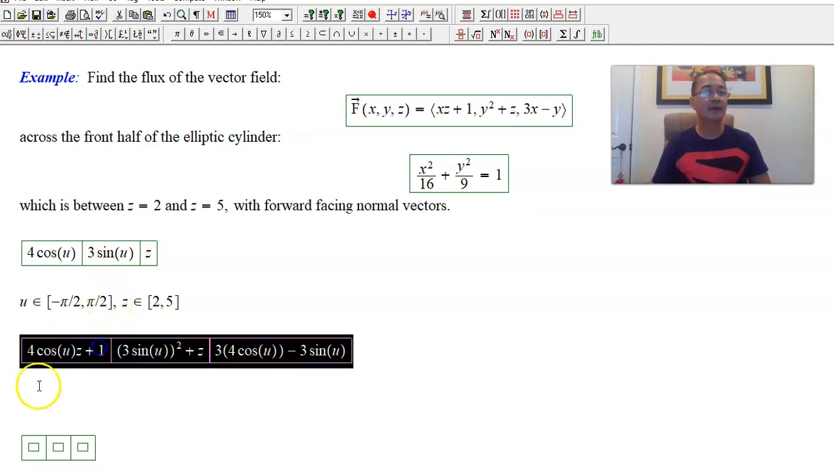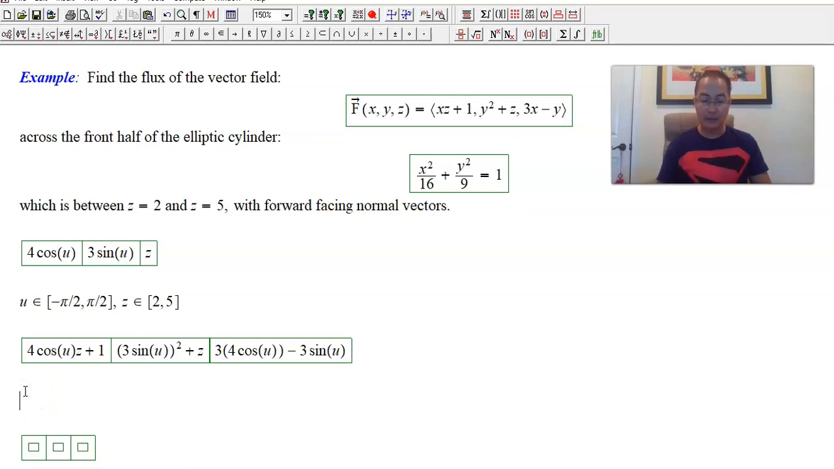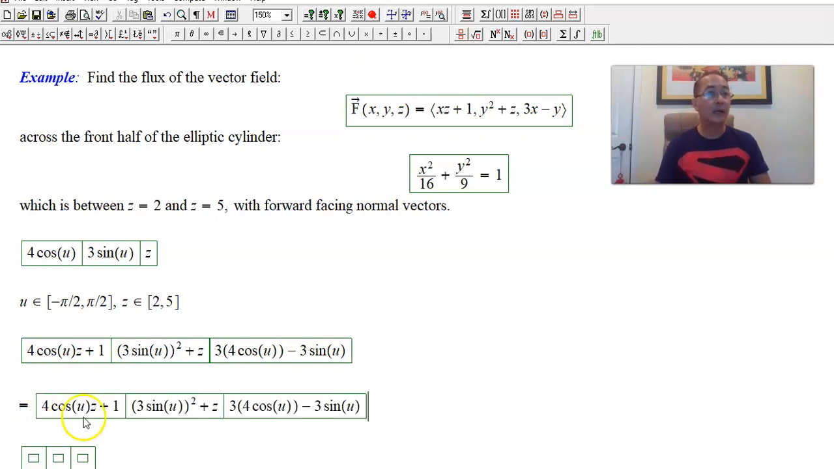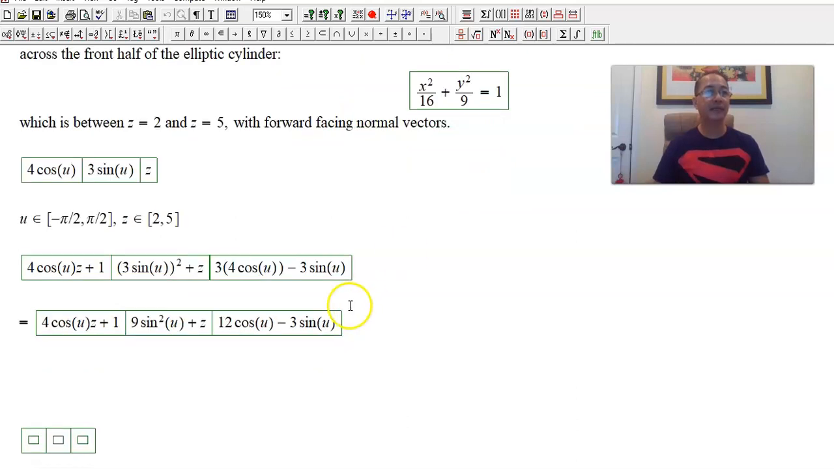So we just simplify that, and we are going to get no change there. This is 9 sine squared u. That might be a problem to integrate. We'll see soon enough. That'll be 12 cosine u minus 3 sine. Okay, excellent. So that is our function where we have plugged in our parametrization.